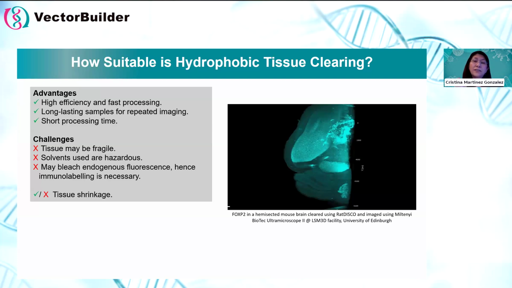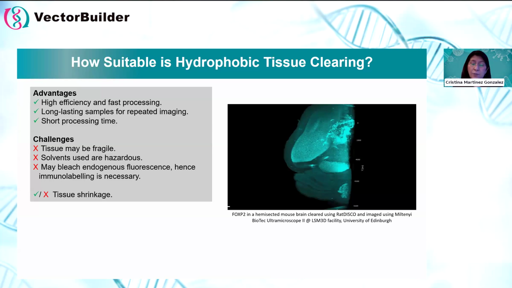Unfortunately, because the tissue is solid like glass, it's a bit fragile. So if you accidentally drop it, that is a huge problem. The solvents used can be a bit hazardous, so equipment like fume hoods is essential. It cannot be done just on the bench, but most labs will have fume hoods.